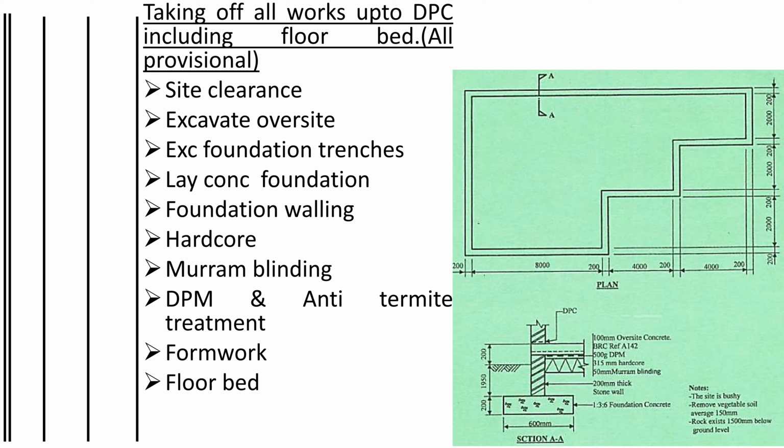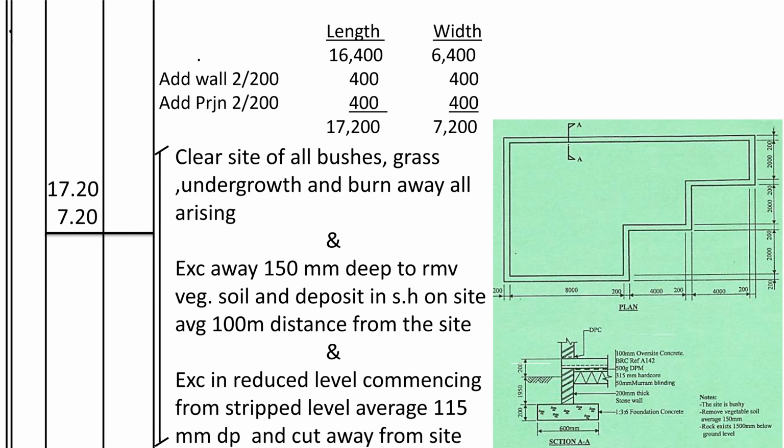Then after that, you shall excavate foundation trenches. Then you lay the concrete foundation. Then you shall do the foundation walling, lay the hardcore inside the walls, do the Murram blinding above the hardcore, then D.P.M and anti-termite treatment, which you do on top of the Murram, then you do the formwork, and finally the floor bed. So let's go to site clearance. We said that we clear the site and also include the foundation spread.